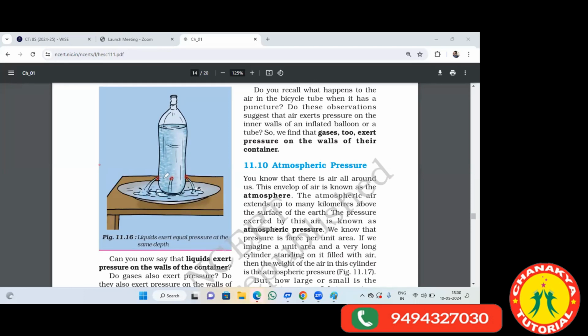So from this we consider that pressure due to a liquid, that is water, is directly proportional to the height, and on all the sides it's the same. The pressure exerted on all the sides of the bottle or the container is the same.